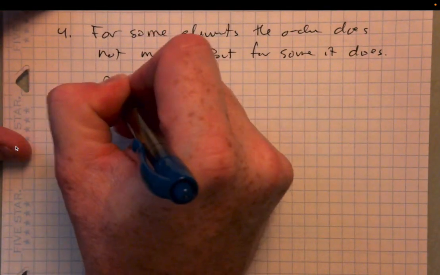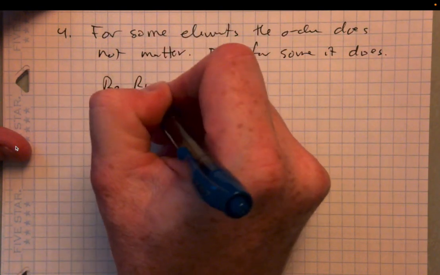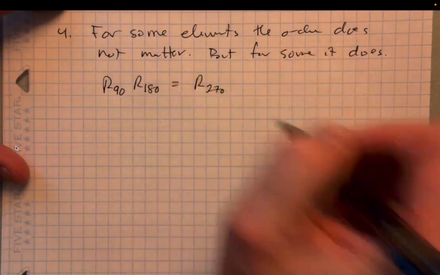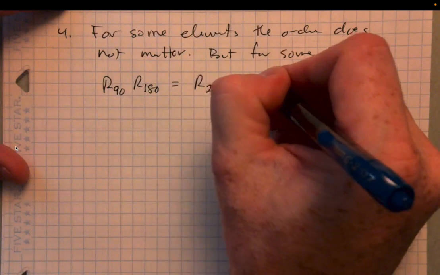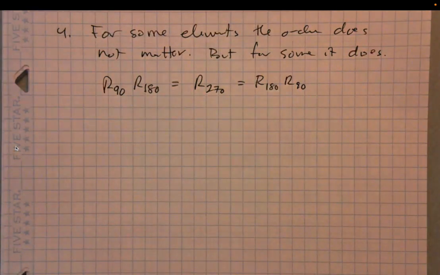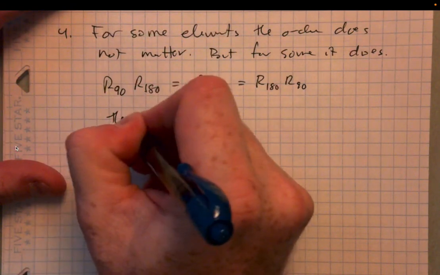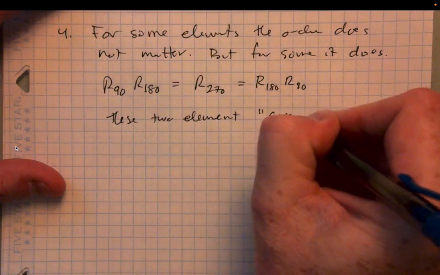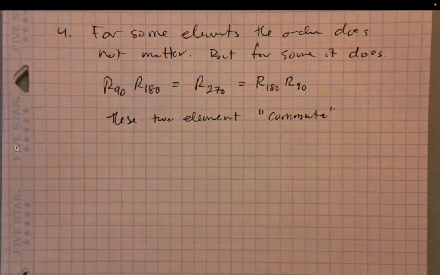For example, if I do an R90 composed with R180, I get an R270. And it doesn't matter whether I do the R180 first or the R90 first. So R180 and R90 commute. These two elements commute, meaning the order doesn't matter. It's the same usage as the commutative property we've seen before.